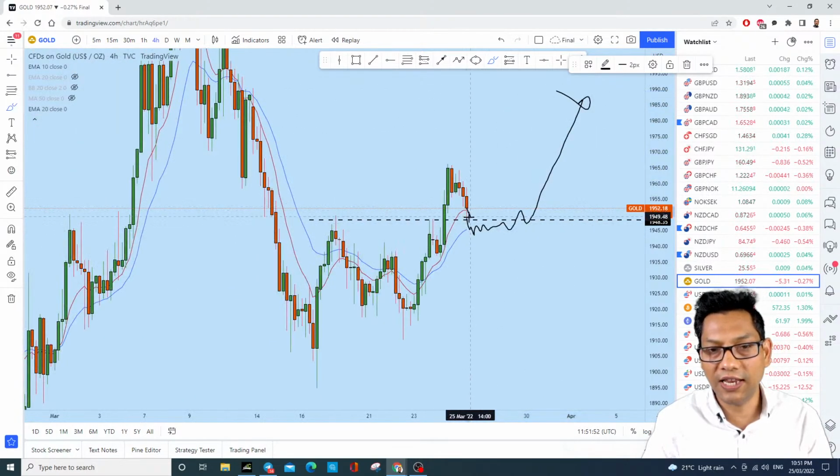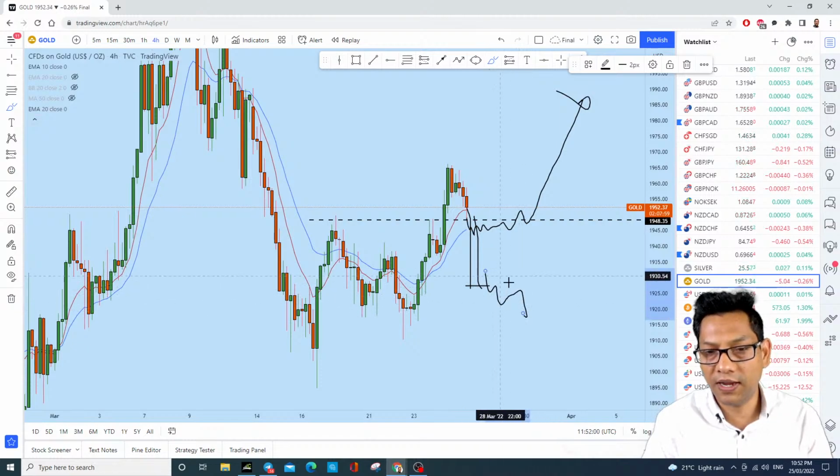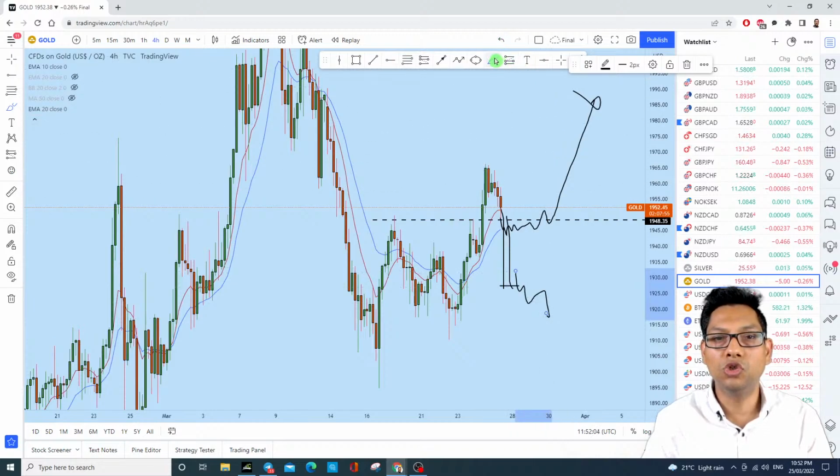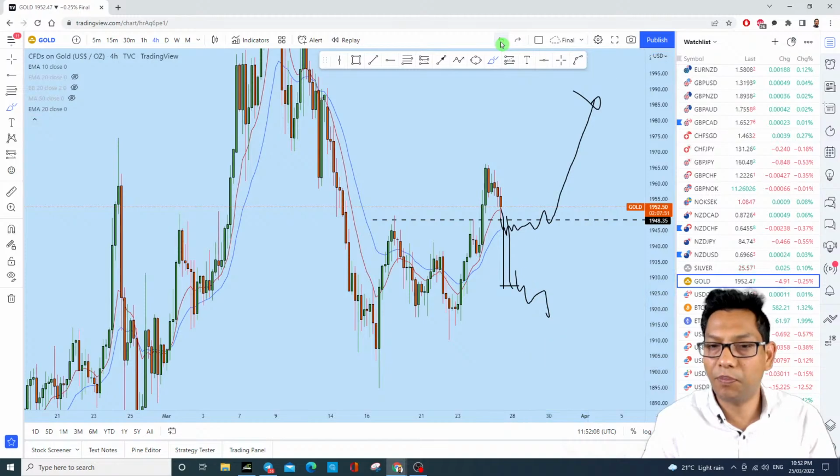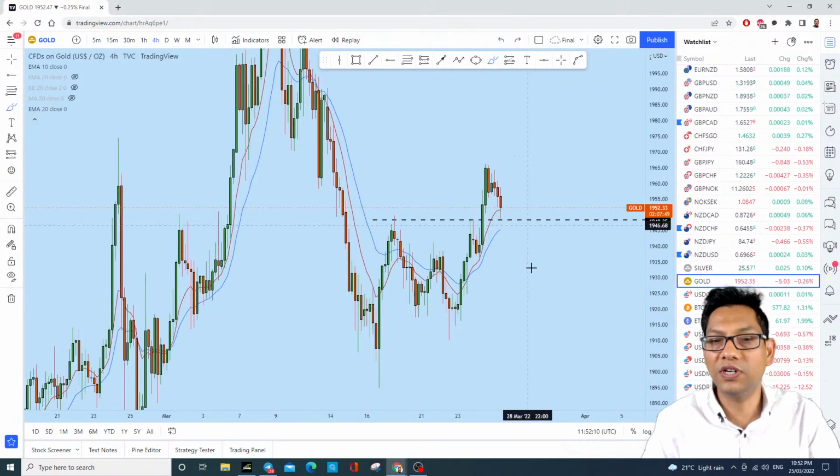Or to sell, it needs to break down this level of support like GBP has done, and then start to move down, a couple of candles creating a series of lower high and lower low, then selling. So for now I would not trade gold. Let's see how the price action pattern forms over time. I will update you.